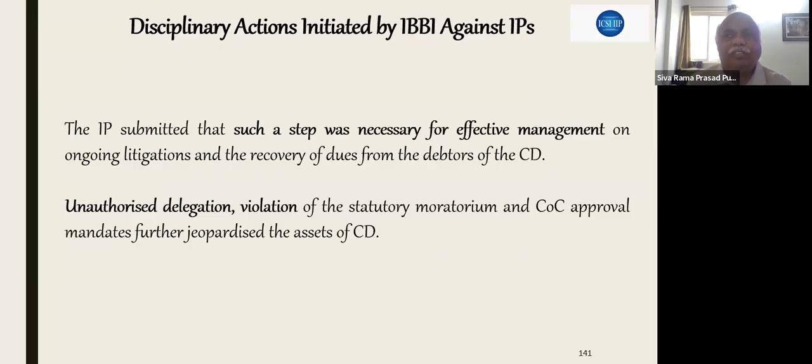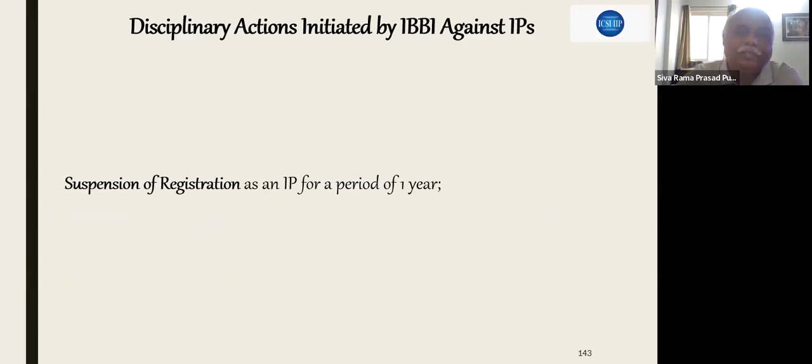So once a show cause notice is given, they will tell so many stories. But the other party, the disciplinary committee, also has full knowledge of the guidelines, regulations and the Code, because they are the ones giving the punishments. So they are better than us. So once we give any reply to a show cause notice, we should be alert. And another point is the violation of the statutory moratorium and the COC approval mandates, which further jeopardize the assets of the CD. Penalty: suspension of registration of the IP for a period of 1 year.